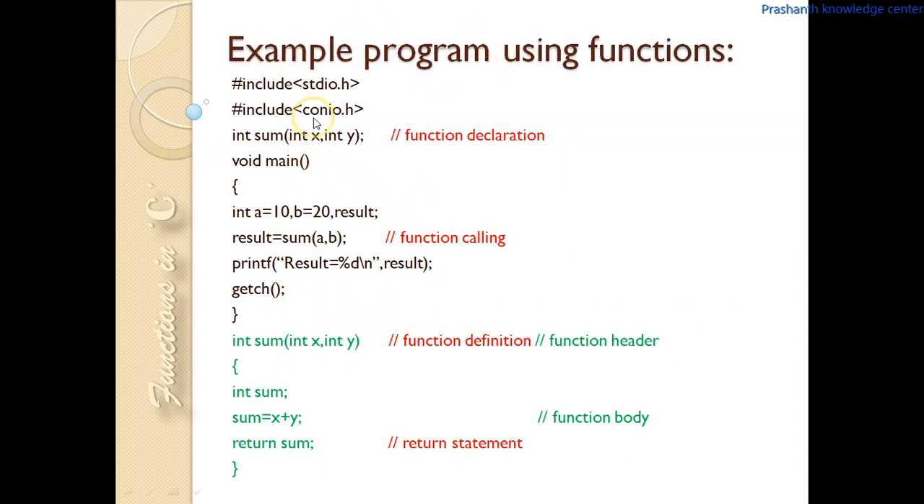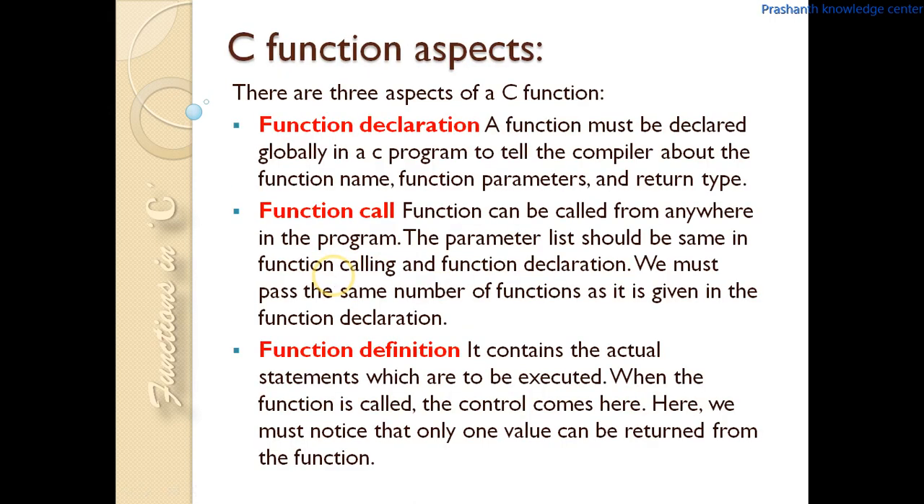This is the example program I'm showing you, and here we are calling the function sum. Anywhere in the program we can call the function. The parameter list should be the same in the function call and the function declaration. Whatever parameters we declare in the function declaration, the same should be used in the function call. And function definition is the area where actually the statements will be executed.